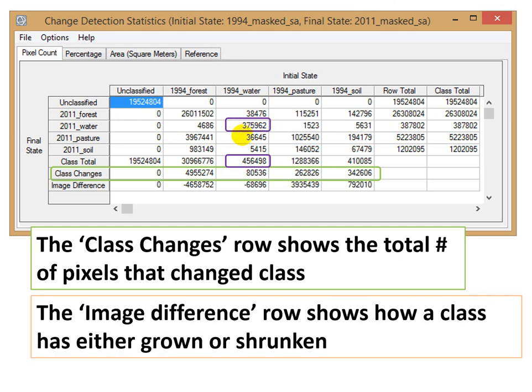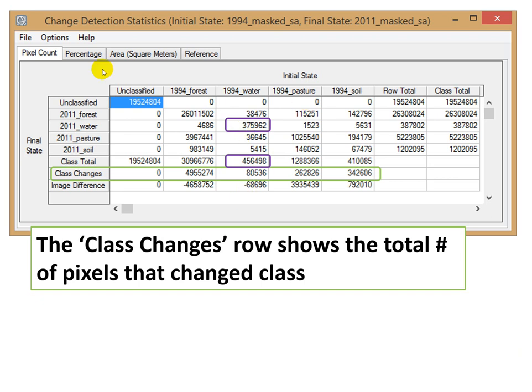So this class changes value, I'm going to step back, is the difference between these two numbers. So this many pixels changed class between 1994 and 2011 for water. That's just the difference between these two numbers. That's what this is showing right here. This is the total number of pixels that change class. So the total number of water pixels that change class is this value right here. The total number of soil pixels that change class between 1994 and 2011 is this number right here, 342,606. So that's what that means.